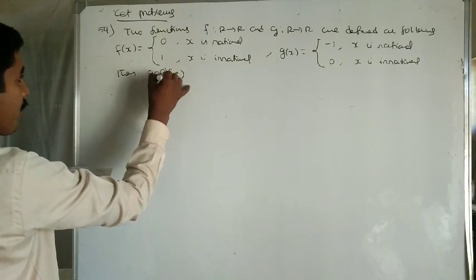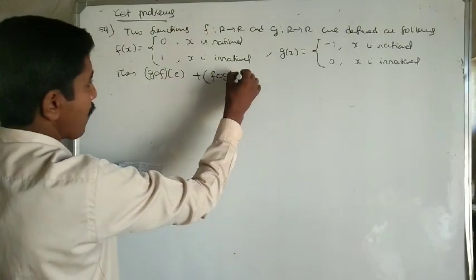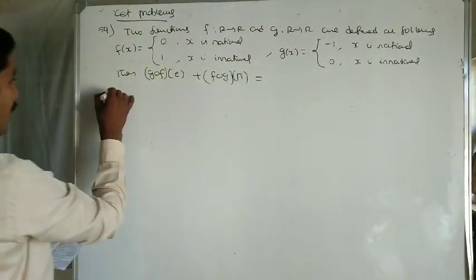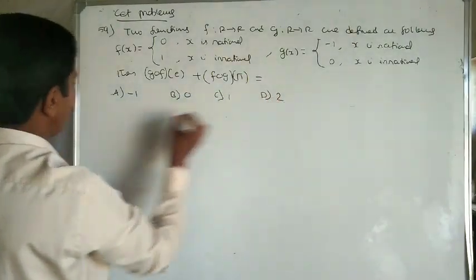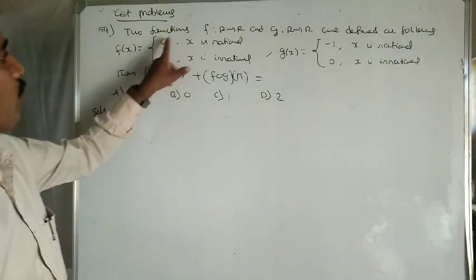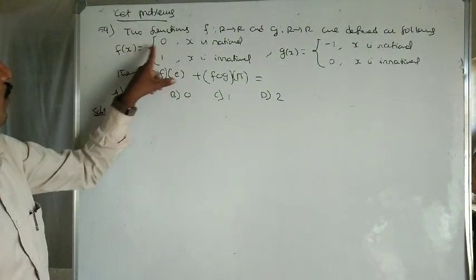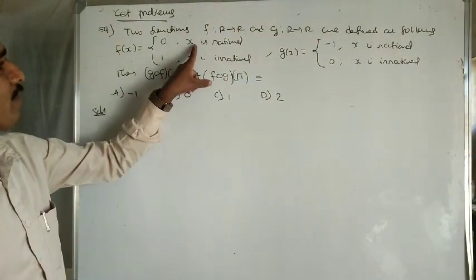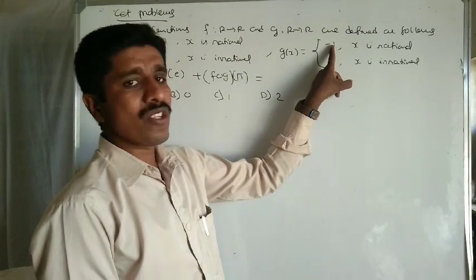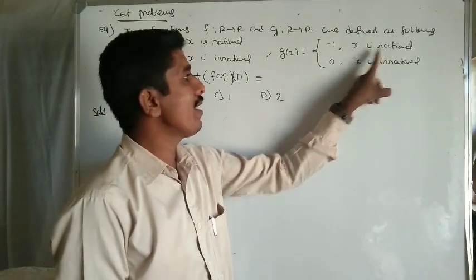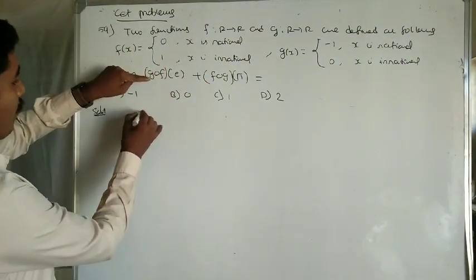gof of e plus fog of pi is equal to: A option -1, B option 0, C option 1, D option 2. The two functions f from R to R and g from R to R are defined as follows. Here f of x equal to 0 if x is rational, 1 if x is irrational. Next, g of x equal to -1 if x is rational, g of x equal to 0 if x is irrational. Then what about this value?